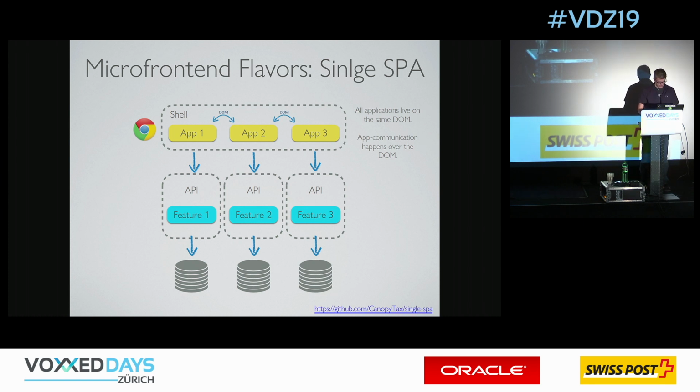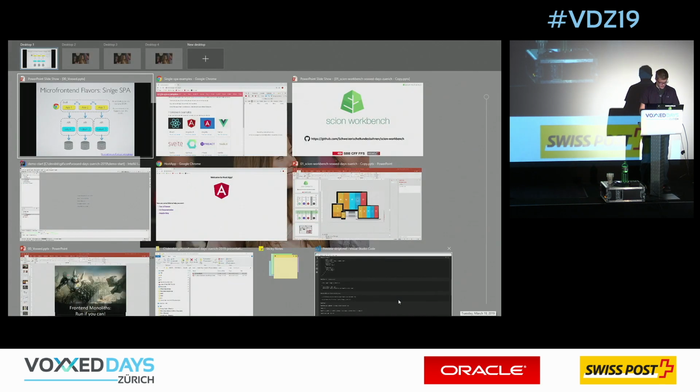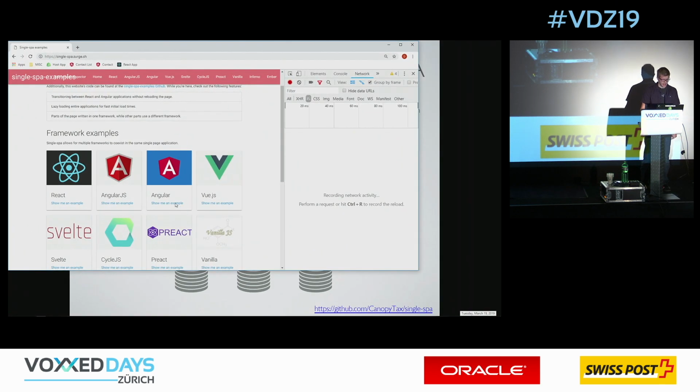And for that, there is a demo. There is a framework called Single SPA, which is a meta framework on top of other frameworks. And for instance, in this demo here, I have one page, and then I can actually load different applications on that DOM.